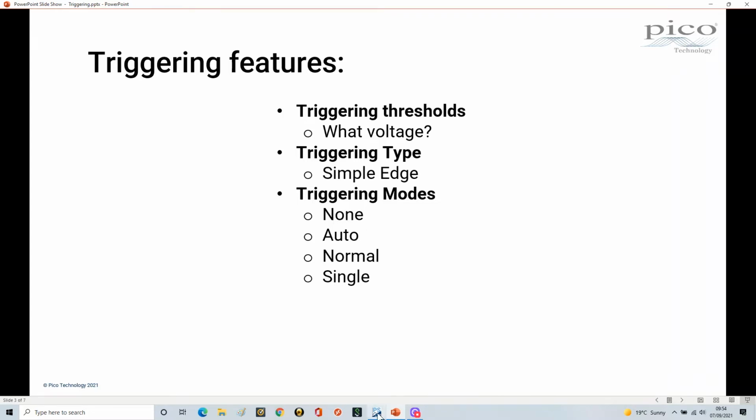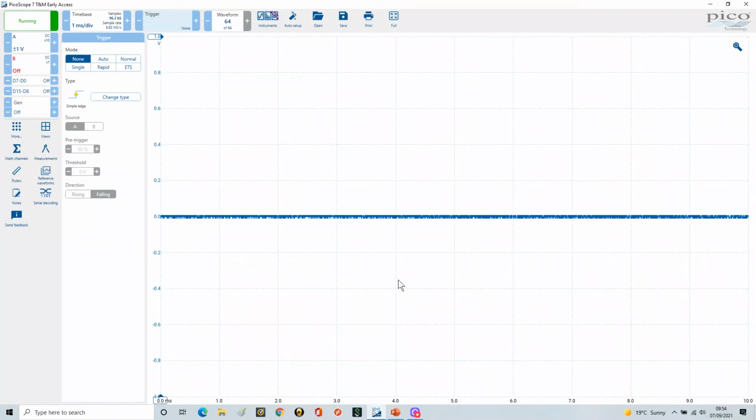Okay, so let's go to our PicoScope. Now, what we have here, I've set this up. I've got a signal generator, which you'll see a signal from every now and again as I'm talking. This is really important that you actually see this.